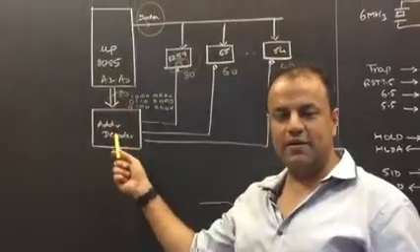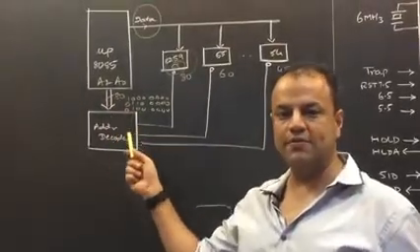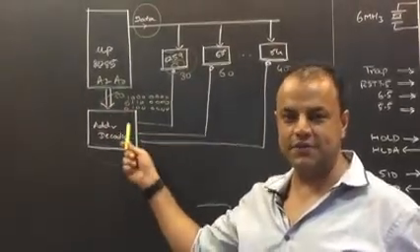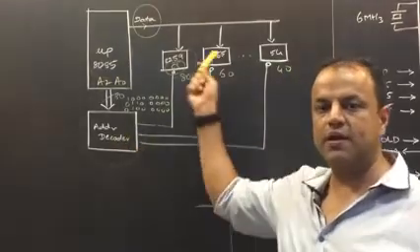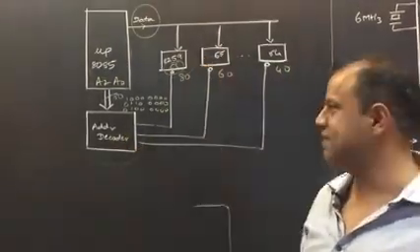MUPI will give out an address. The decoder will decode the address. Depending upon which chip's address it is, it will give out the appropriate output that will be connected to the respective chip, and the chip will get selected.